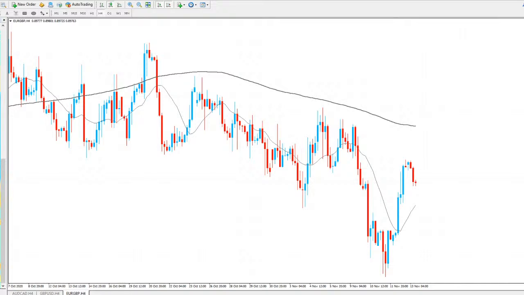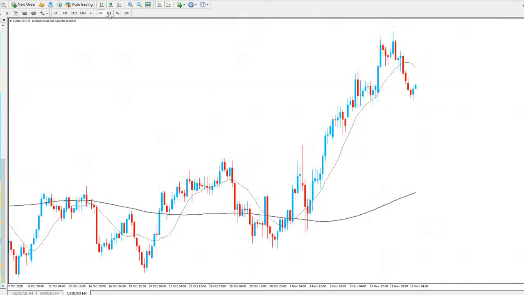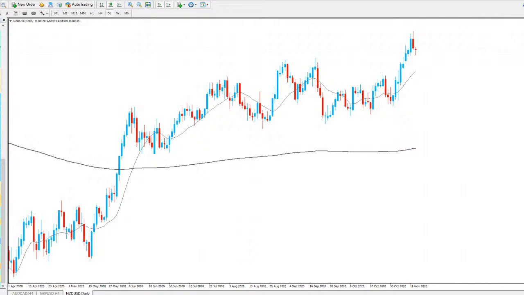Next, I'm going to take a look at NZD/USD. The NZD/USD bias to this one is to the downside as well. From a daily point of view, we do have this channel going through the market.